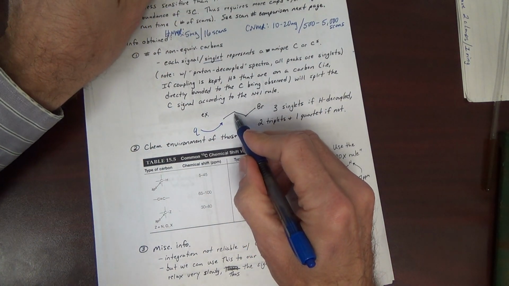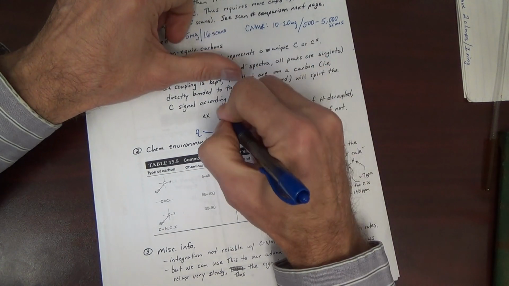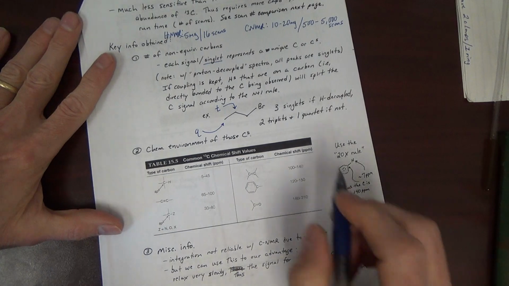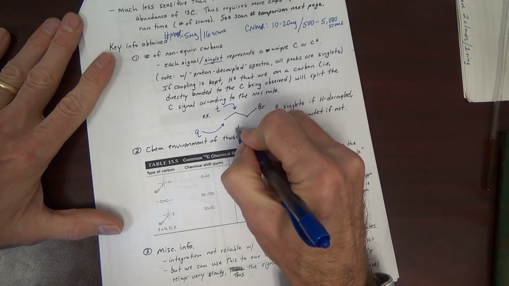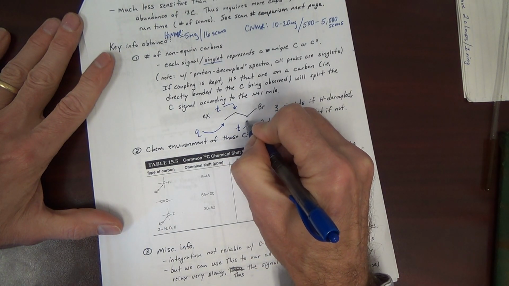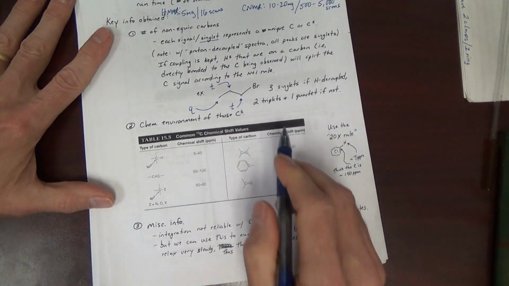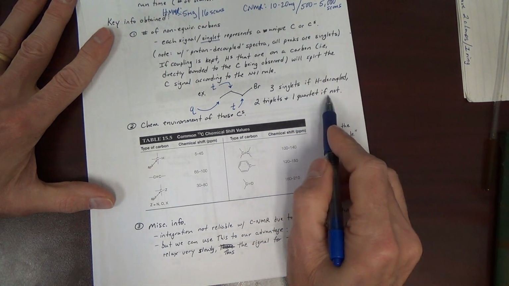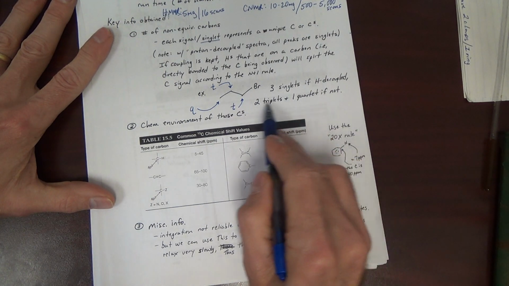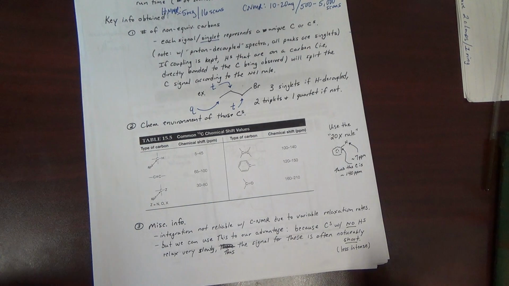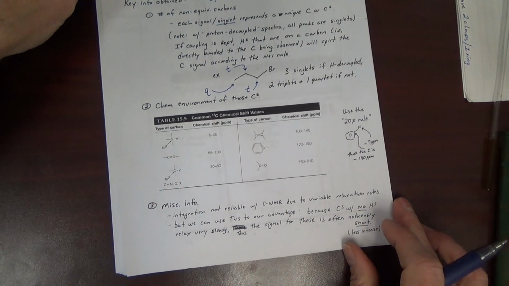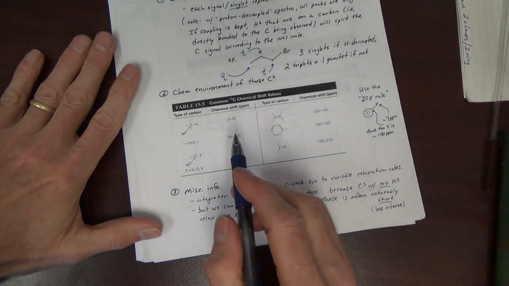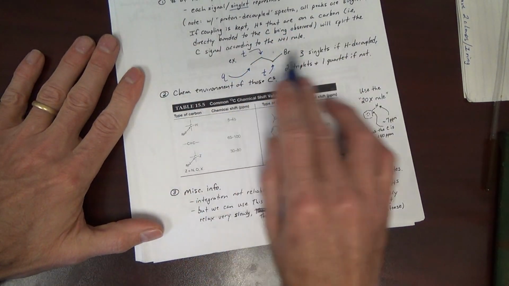This carbon has 2 H's. 2 plus 1 is 3. That carbon would be a triplet. And the same for this carbon, because it also has 2 H's. And so if we kept the splitting, we would have 2 triplets and 1 quartet. Okay? So, number of signals.